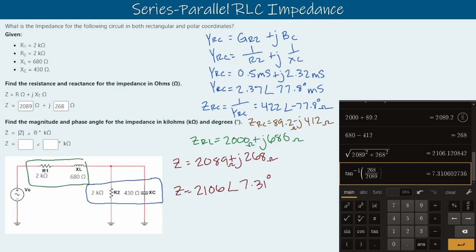They want it in kilo ohms, so we'll move our decimal point back 1, 2, 3 spots. 2.11 at an angle of 7.31 degrees. Plug that in. 2.11 and 7.31. Check that.